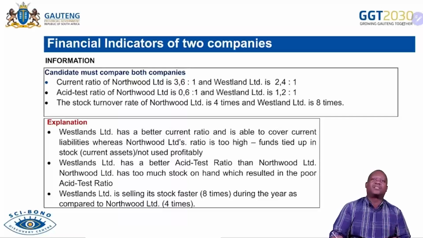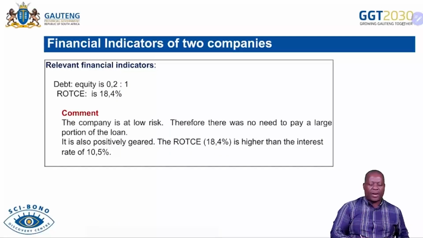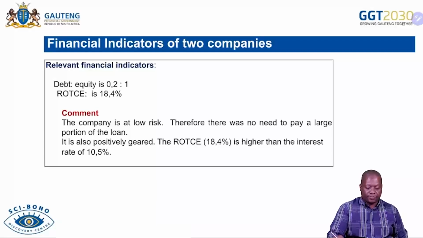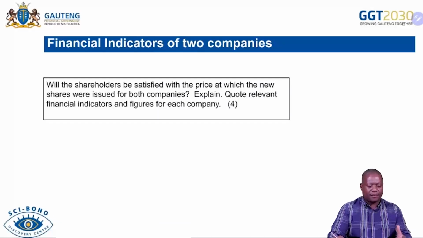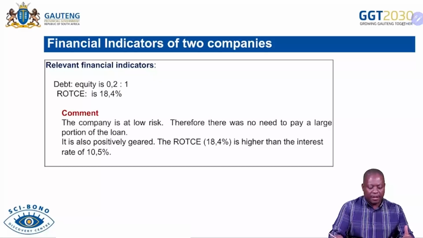Very important. 1, to identify the financial indicators to be involved. 2, to know what they are saying, given that information. Now let's move on to the next one. It says here, the question, will the shareholders be satisfied with the price at which the new shares were issued in both companies?